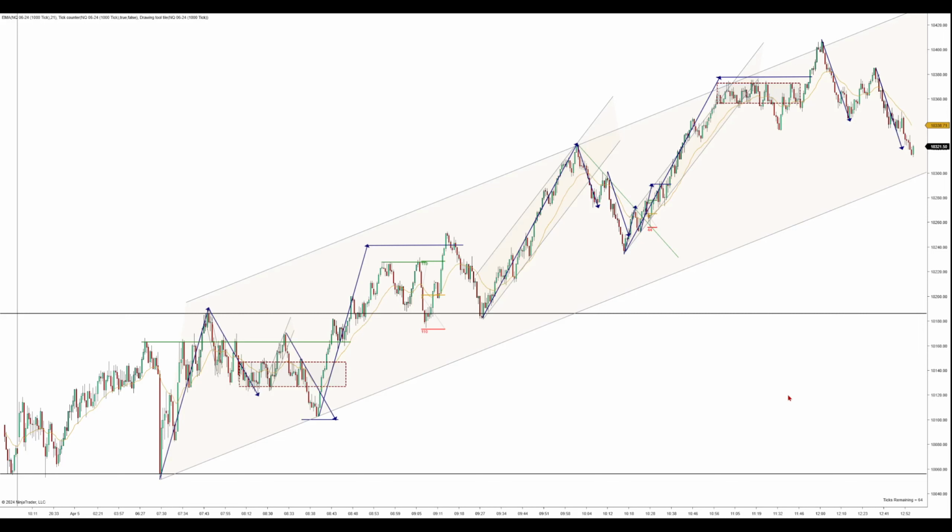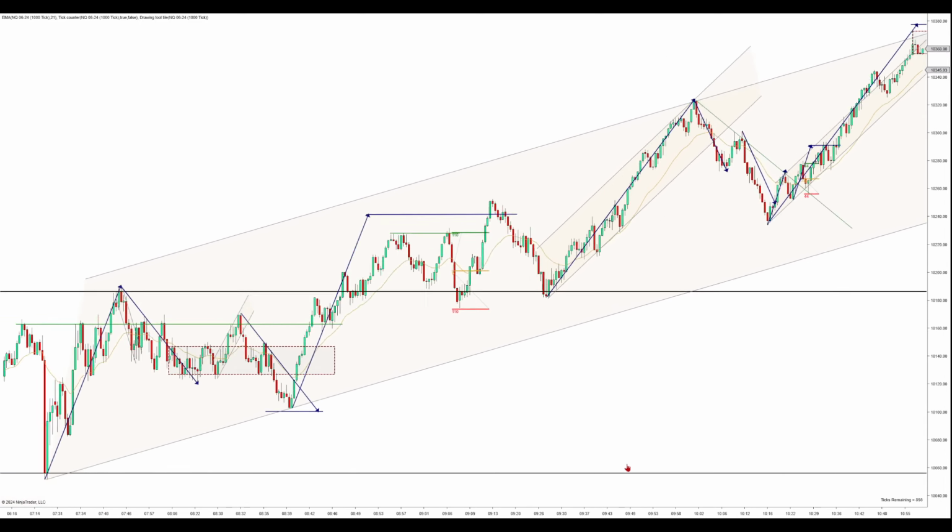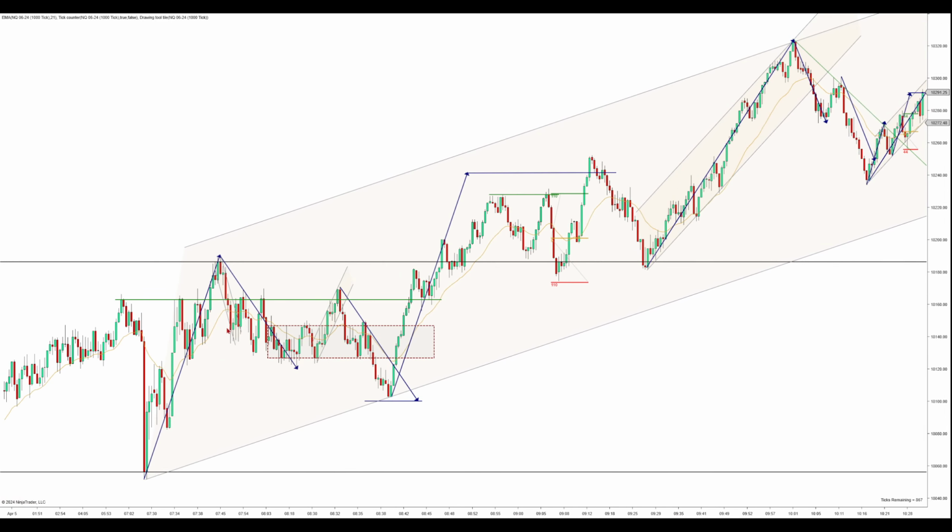Hi everyone, this is the E-mini Nasdaq futures. I'm using a 1000 tick chart and a 21 EMA. I've got my overnight high up here and my overnight low down here. These are our key levels for the day. I started trading at 8 Central Time, which is this area right here.